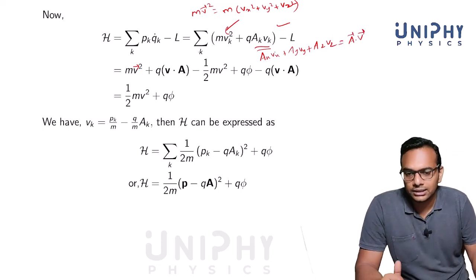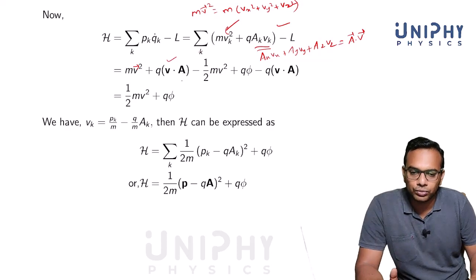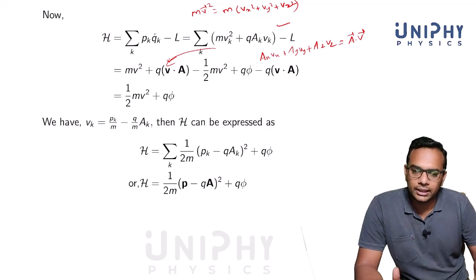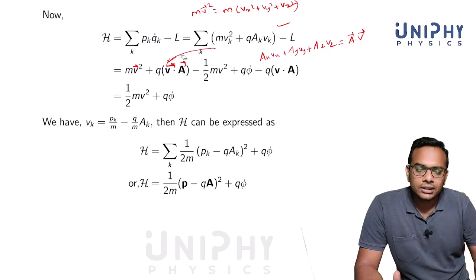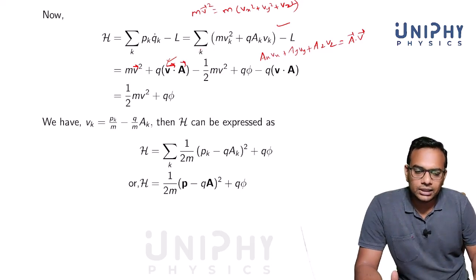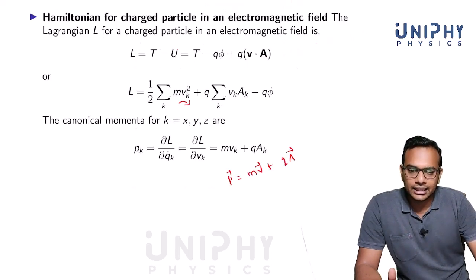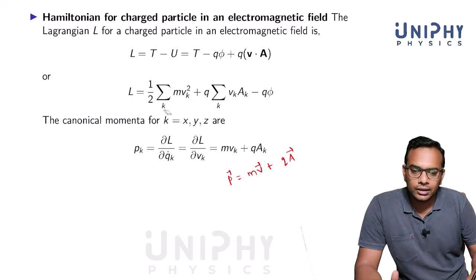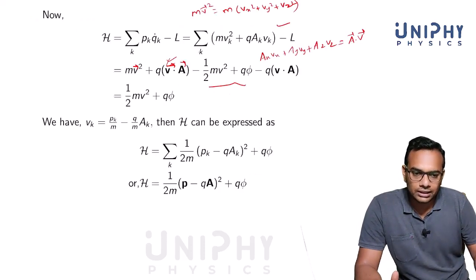Am I right? Yes. So that's why I write it as qv dot a. So these two terms I simply write as mv square plus qv dot a. The bold letters here stand for the vector. Minus half mv square. This is the Lagrangian that we write from here: half mv square minus q v vector dot a vector. So minus q v dot a here and plus q phi.